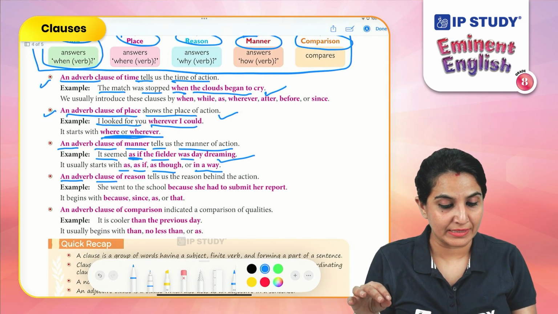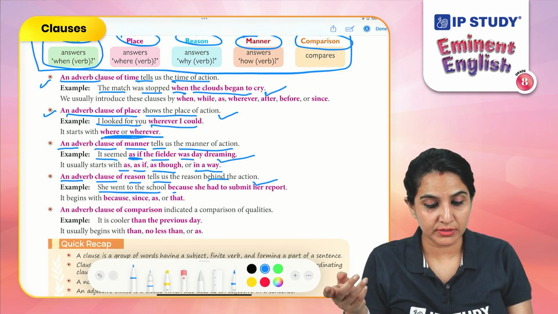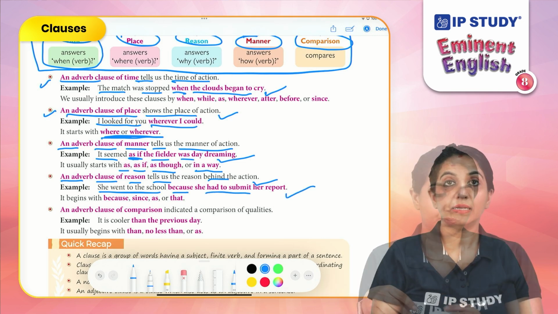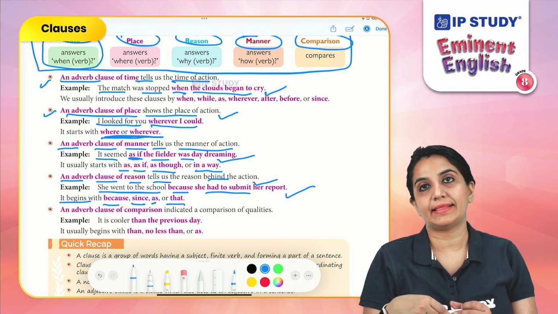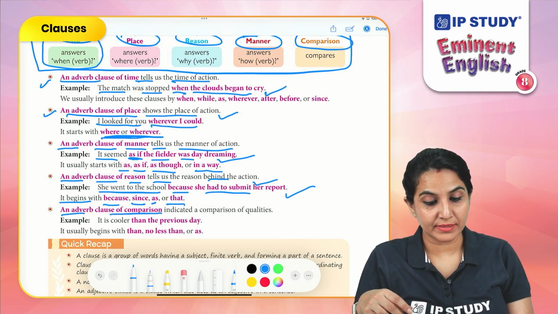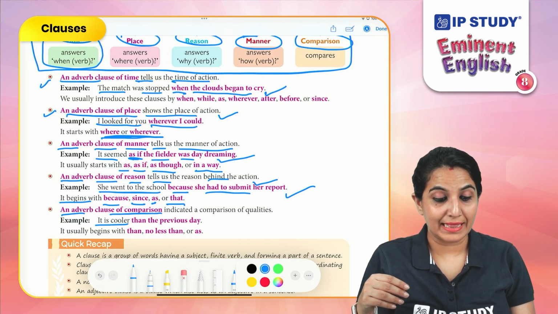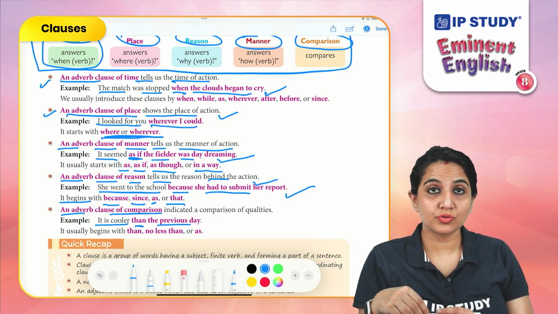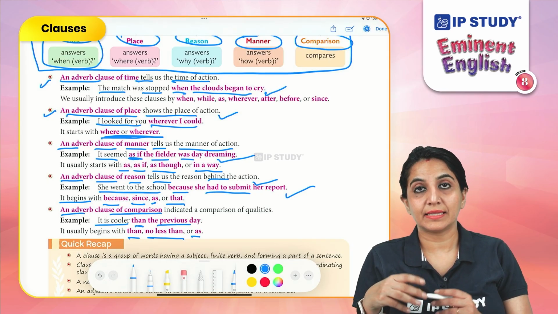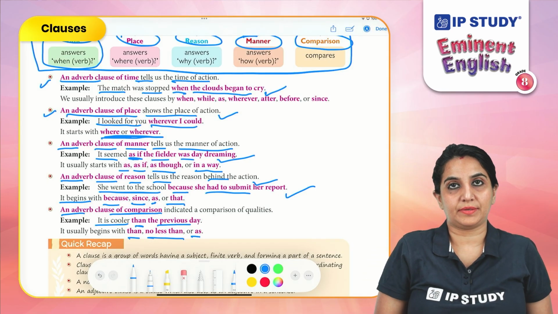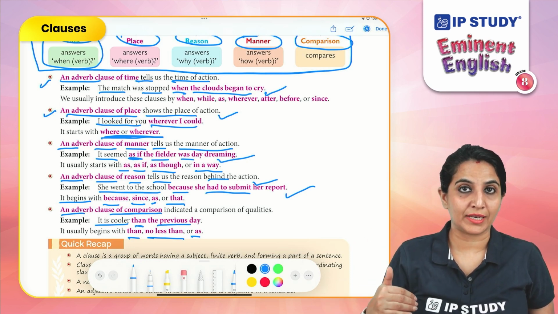An adverb clause of reason tells us the reason behind the action. She went to the school because she had to submit her report. It begins with because, since, as, or that. An adverb clause of comparison indicates a comparison of qualities. It is cooler than the previous day. So usually words like than, no less than, and as are all adverb clauses of comparison. So this is how you identify a clause and this is how you use them in your sentences.